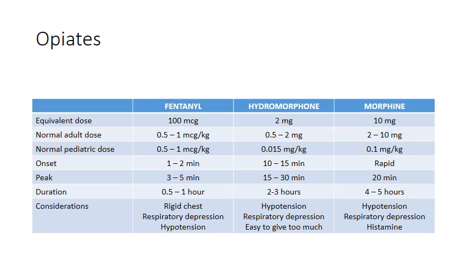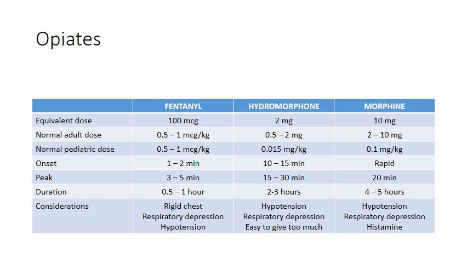Let's just talk about fentanyl a little bit. Fentanyl usually comes in 50 mics per mil. It's pretty standard. You don't usually see different dosing for that. You might see a different amount of volume, so they might come in a 2 milliliter vial, it might come in a 10 milliliter vial. The normal adult and pediatric dose is about a half to 1 mic per kilo.